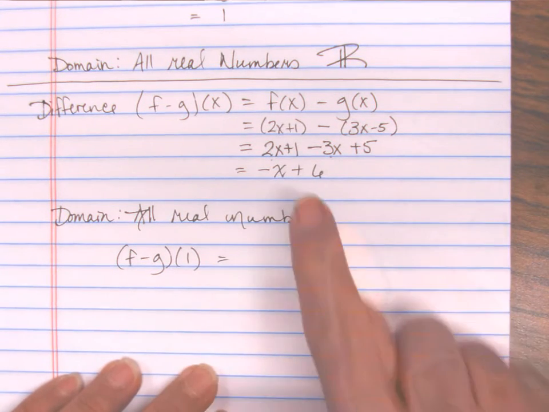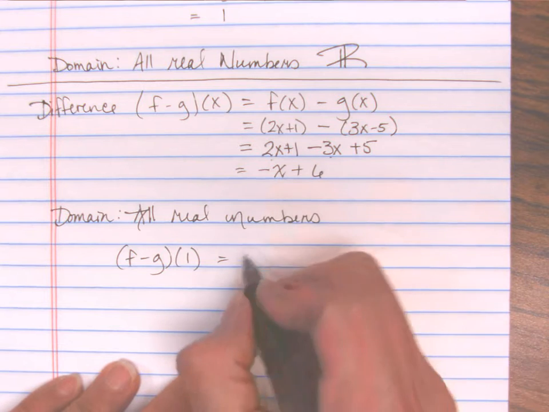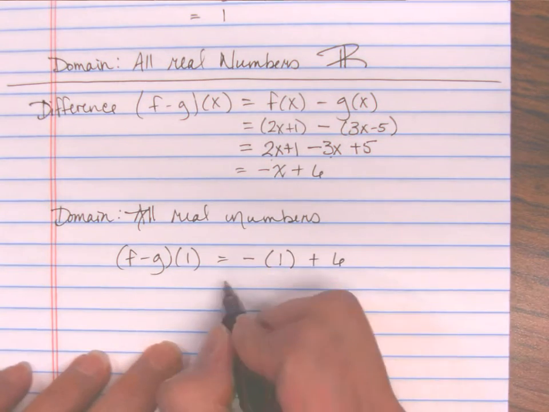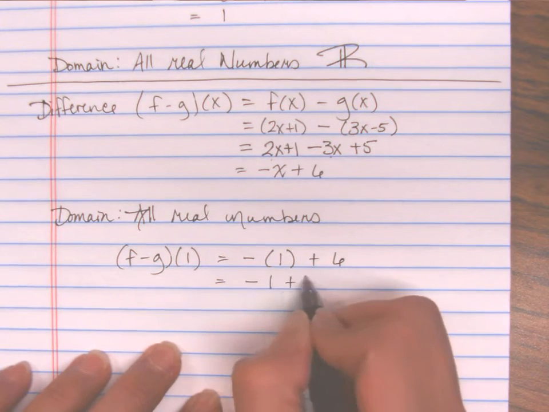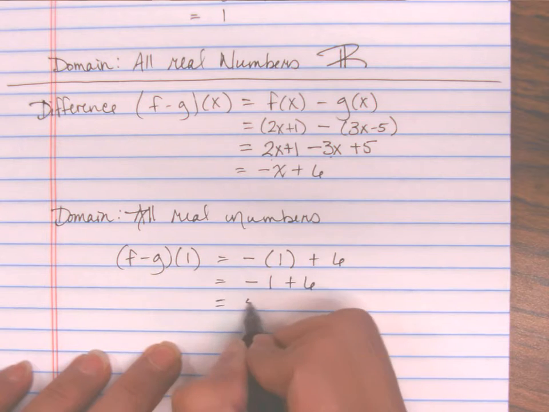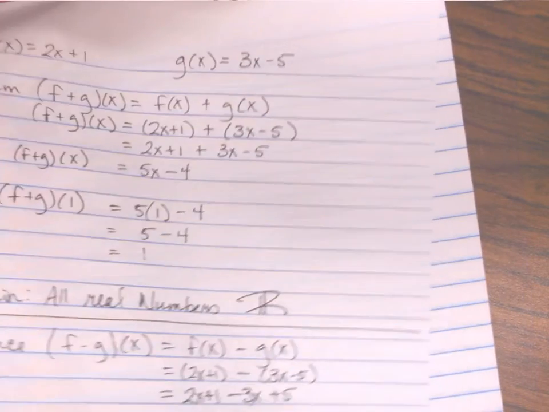So f minus g of 1, I know my equation for f minus g, so I just have to plug 1 in here for x. So I've got negative 1 plus 6. That is negative 1 plus 6, and negative 1 plus 6 gives me 5. So we found the sum and the difference.